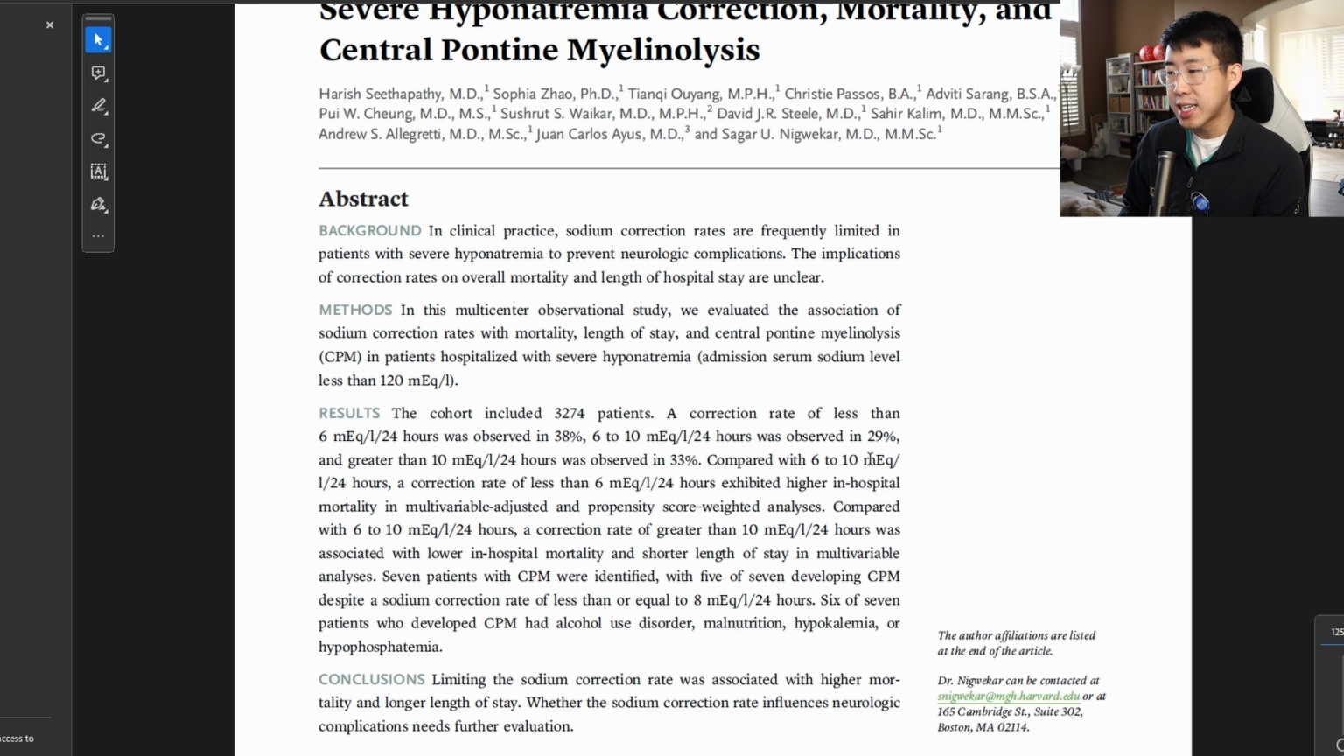Compared with the 6 to 10 milliequivalent group, a correction rate of less than 6 milliequivalents per 24 hours exhibited higher in-hospital mortality in multivariable adjusted and propensity score weighted analyses. A correction rate of greater than 10 milliequivalents per 24 hours was associated with lower in-hospital mortality and shorter length of stay in multivariable analyses. So already there's a ton of information here.